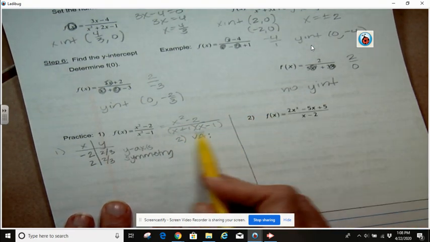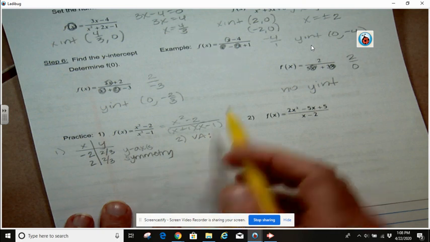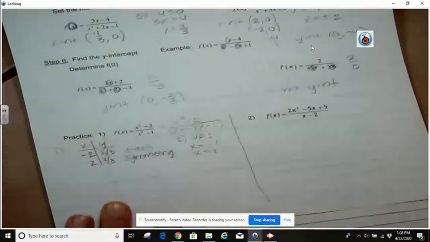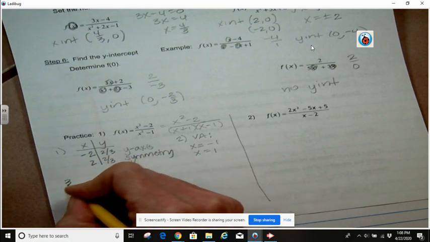I've already factored my denominator. And so if I set each factor equal to 0, I have x equals -1 and x equals 1. So there'll be 2 vertical asymptotes.